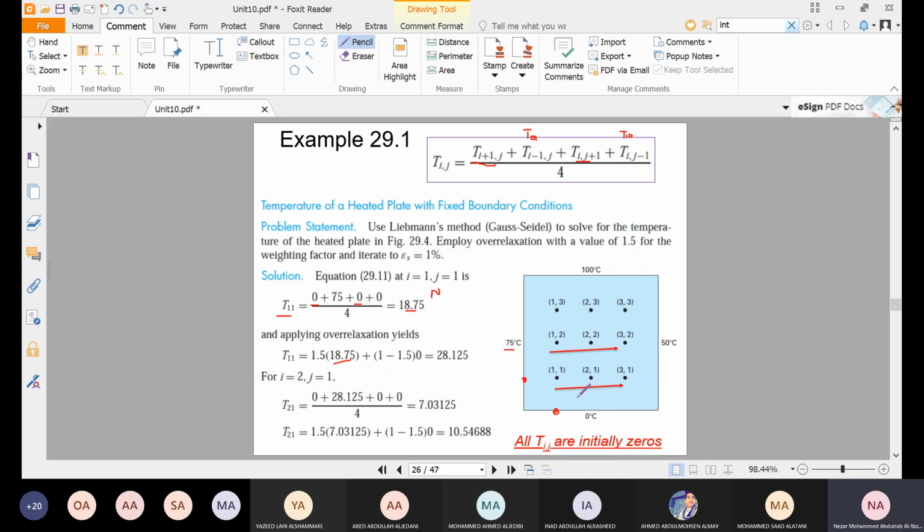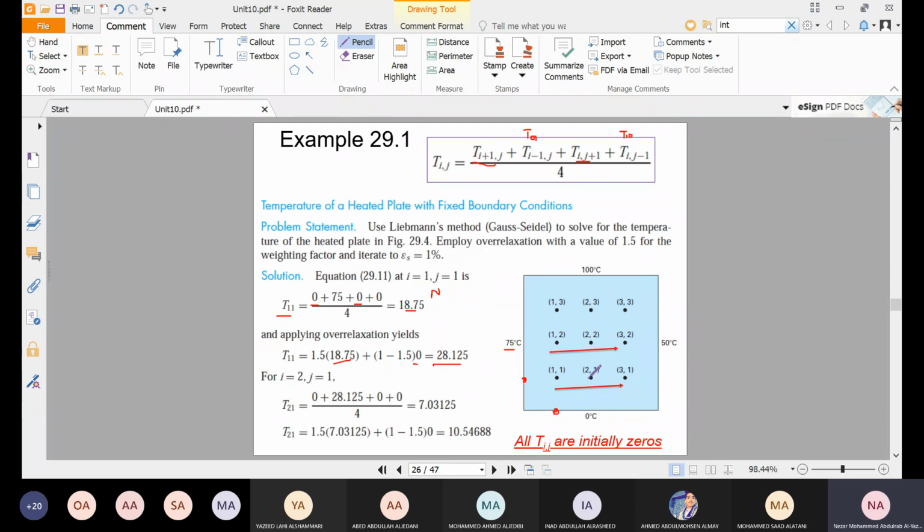The method is based on this assumption. So here this is multiplied by 0. For the first step, you multiply here by 0 in the first iteration. So as a result, we have 28.125. So this is the first one.